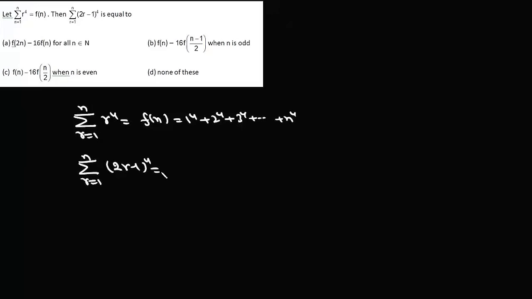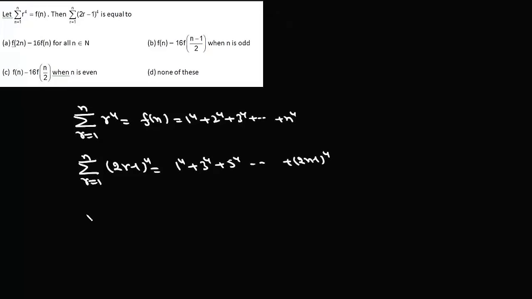Now it should be r here. Summation r varies from 1 to n r to the power 4 is equal to fn. That means 1 to the power 4 plus 2 to the power 4 plus 3 to the power 4 up to n to the power 4 is fn. We need to find this sum. Summation r varies from 1 to n 2r minus 1 to the power 4. So we need to find 1 to the power 4 plus 3 to the power 4 plus 5 to the power 4 up to 2n minus 1 to the power 4.